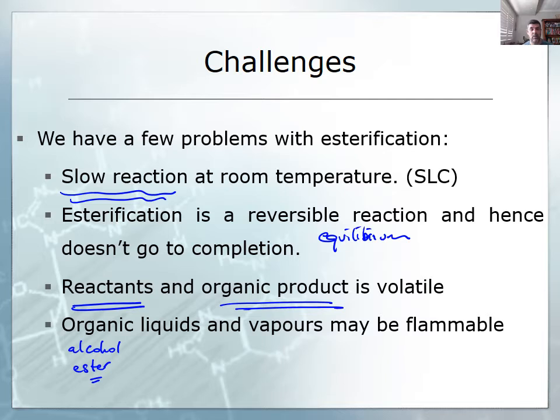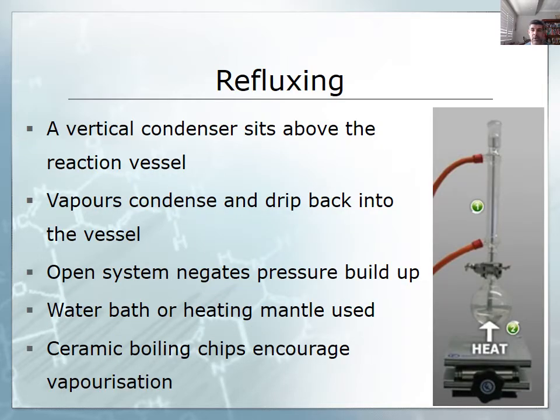So what can we do in order to speed the reaction up, to try and get the reaction rate to increase, to favor the forward component of this reversible reaction so that we maximize the yield of the ester, and also to try and keep ourselves safe against the potential odors that are created, and also the flammability of any vapors that may be near, say, a Bunsen burner flame? Well, the way we overcome that is through a process known as refluxing.